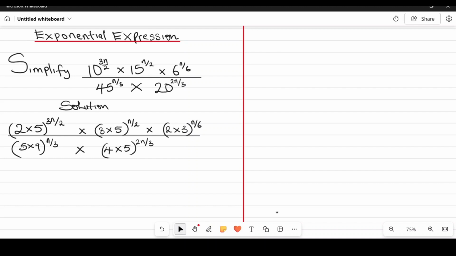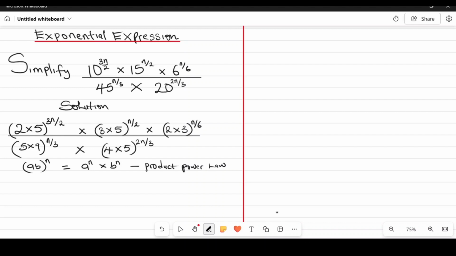So now we will bring in one of our laws, known as the product power law. The product power law says that if I have a multiplied by b all raised to the power of n, this will be equal to a raised to the power of n times b raised to the power of n. So this is the product power law, and we can apply this law in our exponential expression.